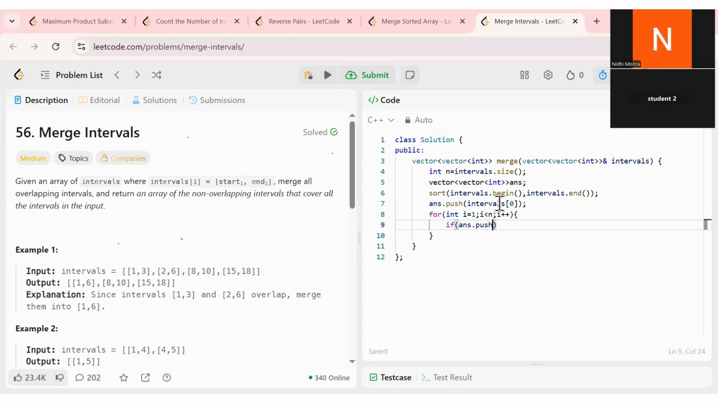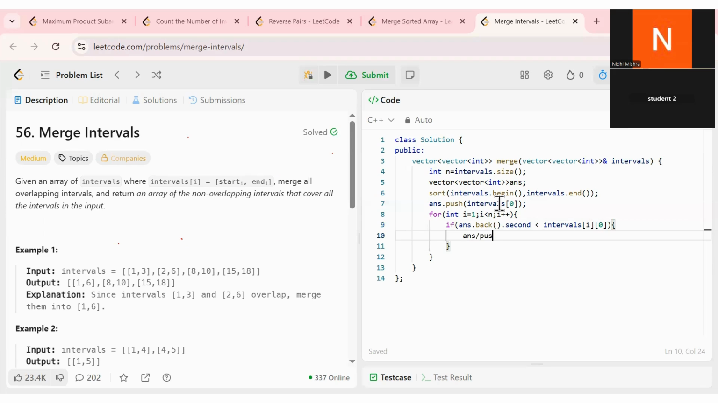Yes. Second element, dot second. This should be less than the first element of intervals of I. If this is less than the first element of intervals of I, that's what I was writing now. Yes, correct. Now, if this condition holds, it means these are non-overlapping intervals, so I will just push.